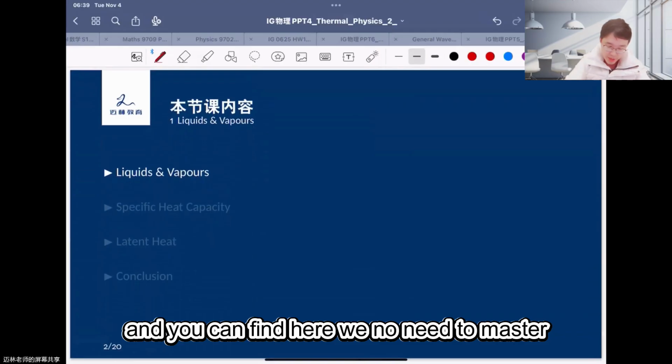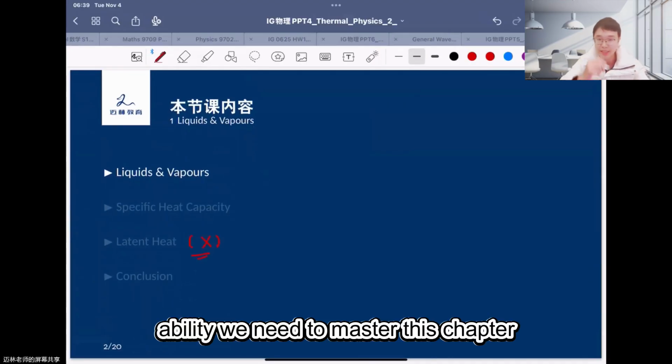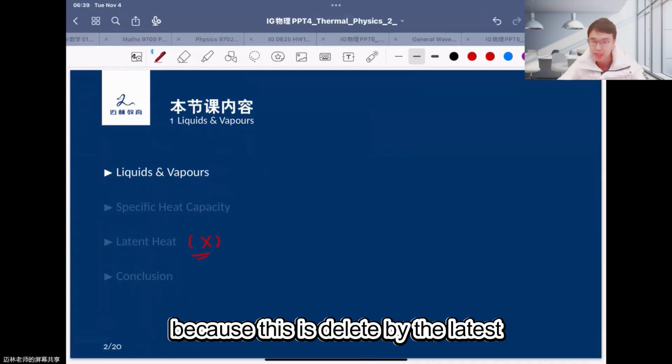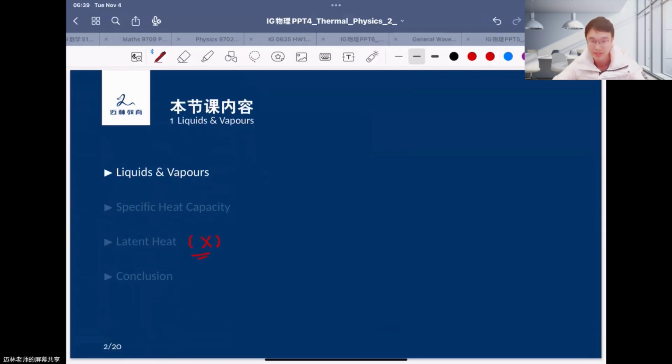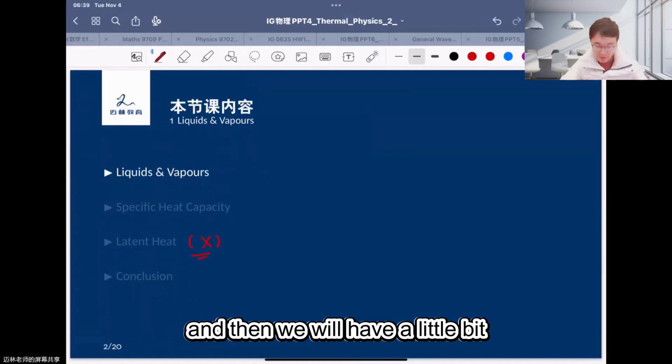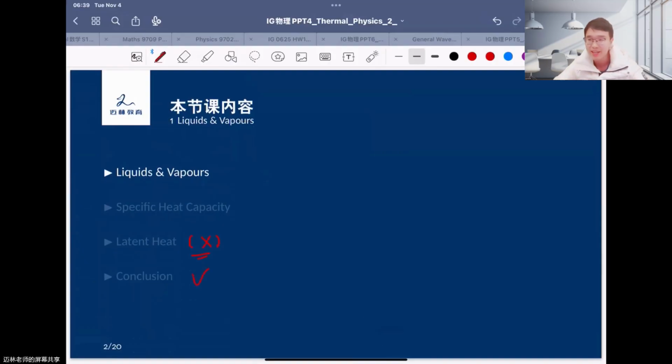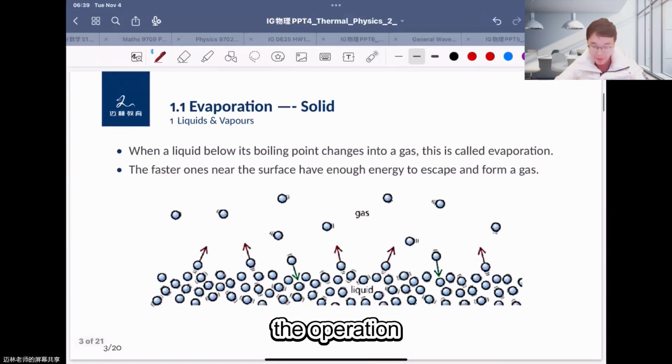And you can find here, we don't need to master the latent heat chapter, because this has been deleted by the latest syllabus, okay? And then we'll have a little bit of conclusion for this, okay? So let's move into the first slide about evaporation.